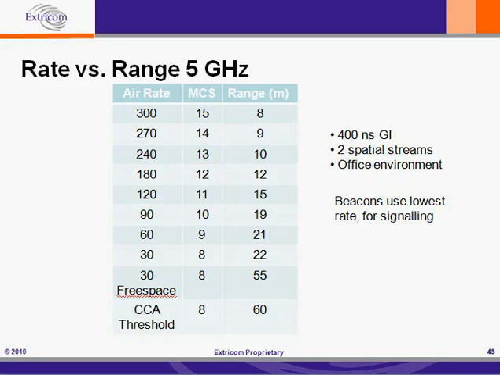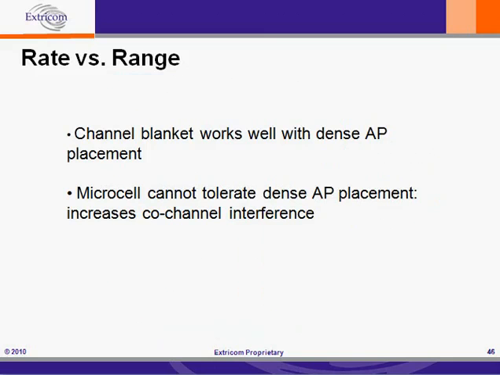The question is, do the microcell and channel blanket architectures support denser AP placement? Well, we already know that the channel blanket works well with dense AP placement because there is no co-channel interference. However, the microcell architecture, which suffers from co-channel interference, cannot tolerate dense AP placement. So let's see what the difference is between a microcell deployment and a channel blanket deployment with just a slightly denser AP placement.